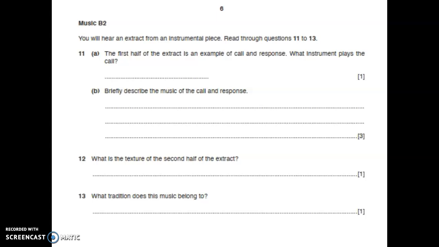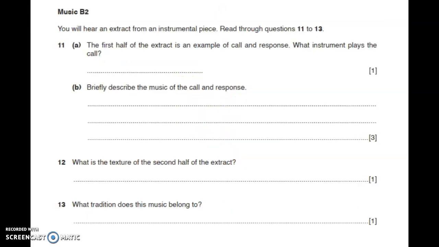And if you listen to this again, try now to listen to the music of the call and the response. I can hear that the call instrument plays the whole time. So, but I would also mention it here.